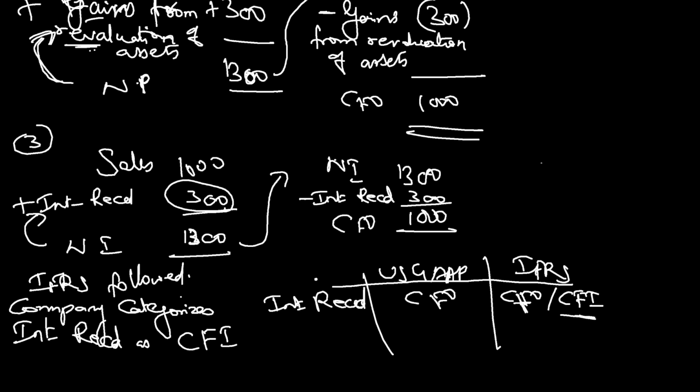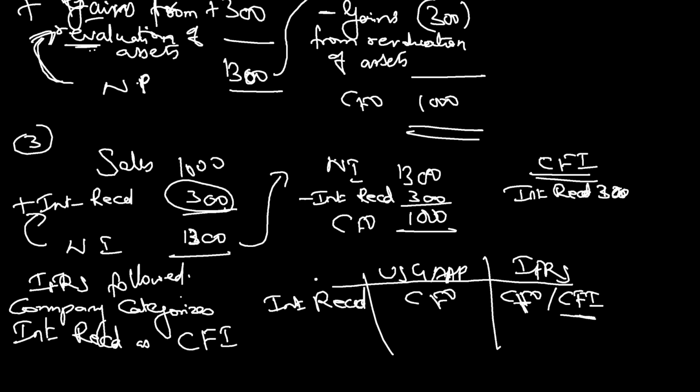I can open another account over here as CFI, and under CFI I can say interest received 300, positive 300. So this way I am going to do the adjustment. So my cash flow from operation is 1000 only here.